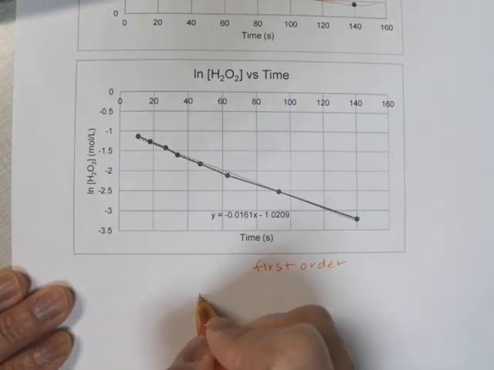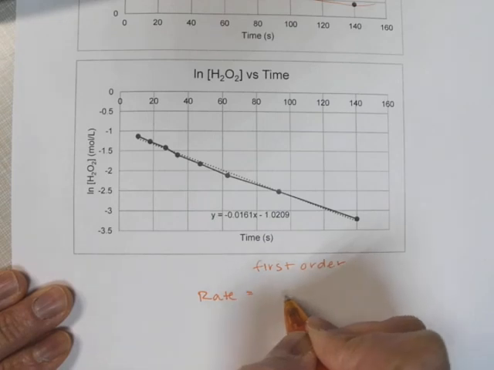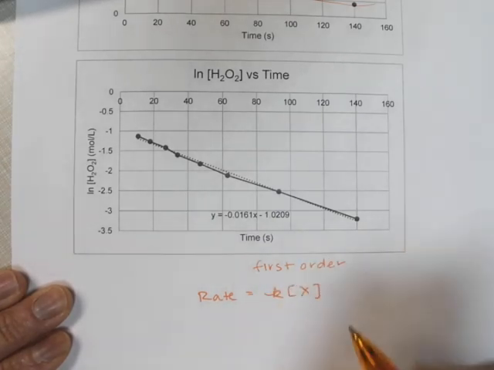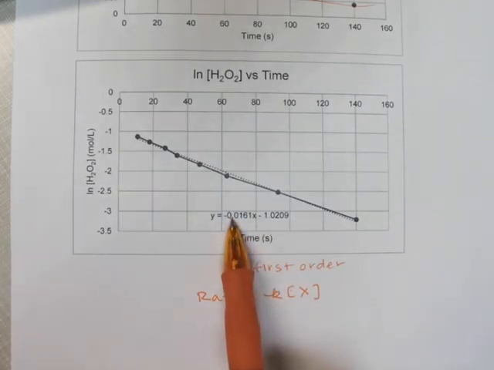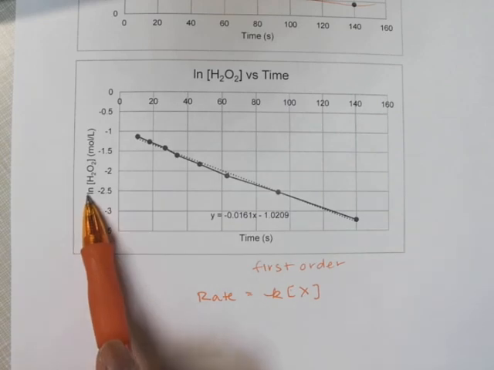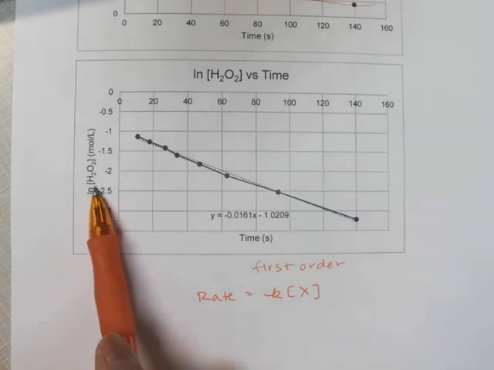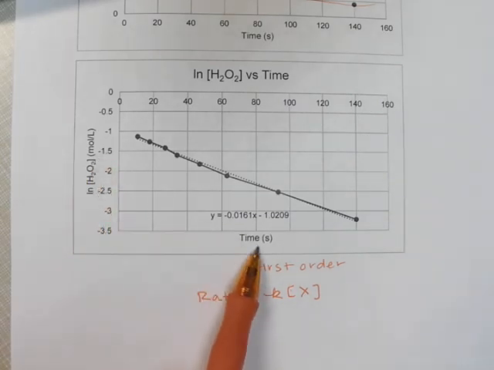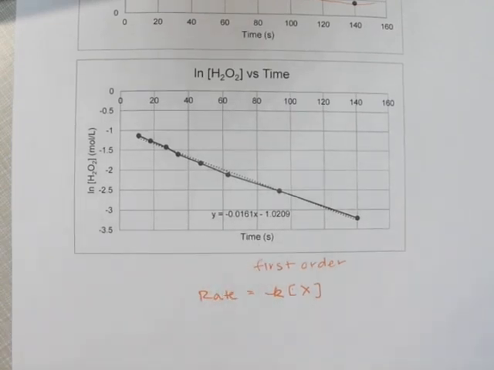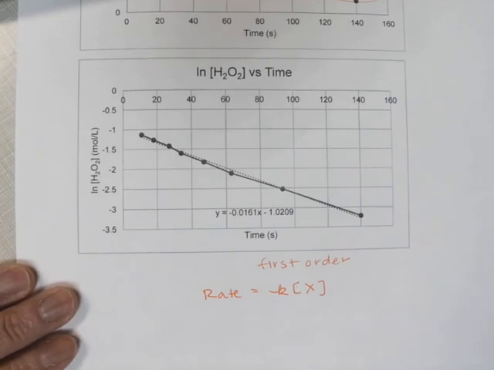which also means that the rate for my reaction equals K, which is the slope, times the concentration of X. So here's my slope, the negative 0.161. X is, again, natural log of hydrogen peroxide in moles per liter versus time, which is in seconds. Okay, so back to that.